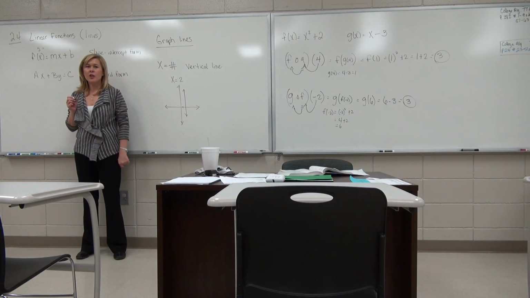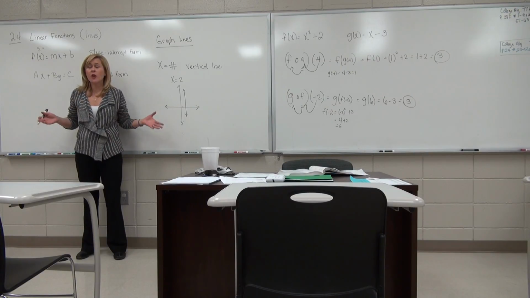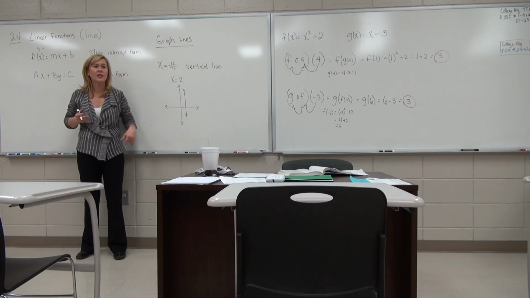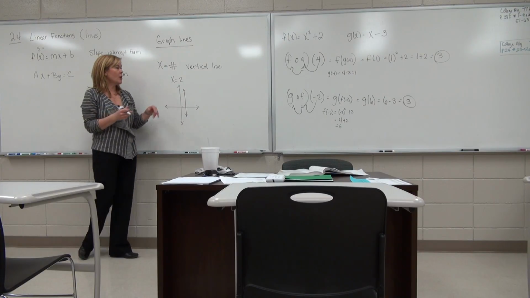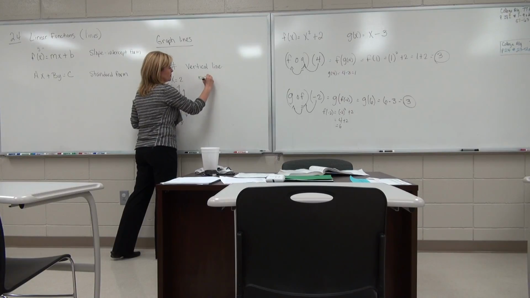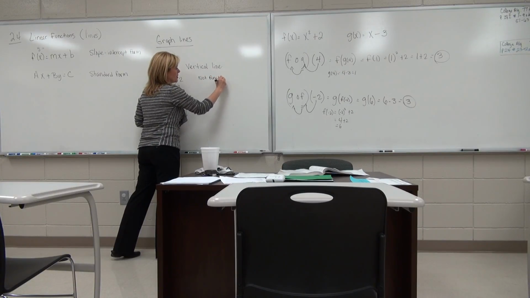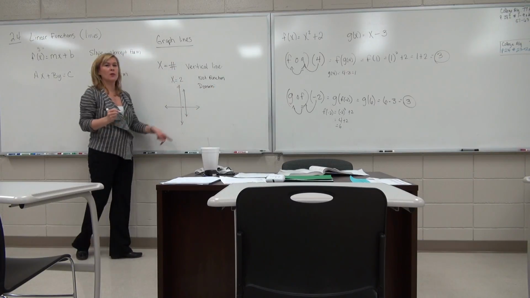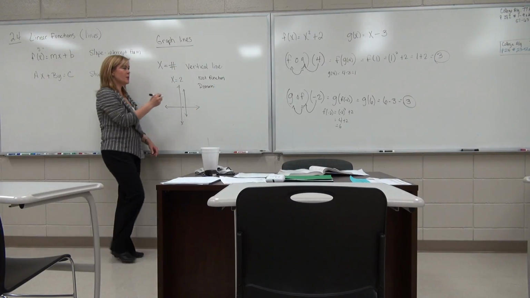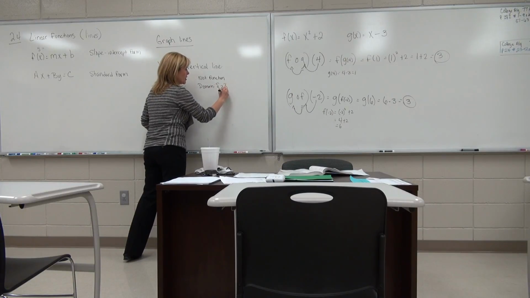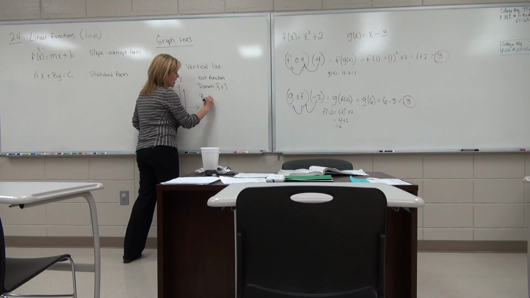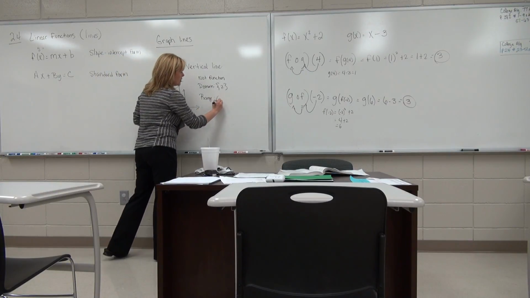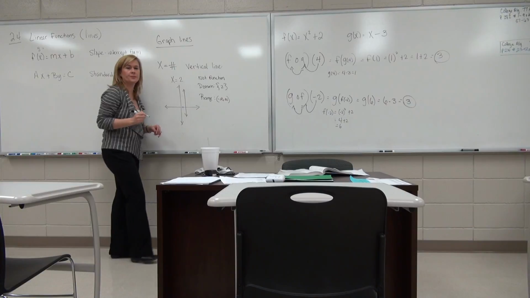Would you say this line's a function? No, the vertical line is not a function. Remember, it would fail the vertical line test. You'd put a vertical line right on top of it and it would hit it at every point. So a vertical line is not a function. And let's talk about the domain and range. Well, what's the only x value on this line? 2. So your domain would just be 2. Your range, well, it goes all the way down and it goes all the way up, right? So your range is all real numbers.